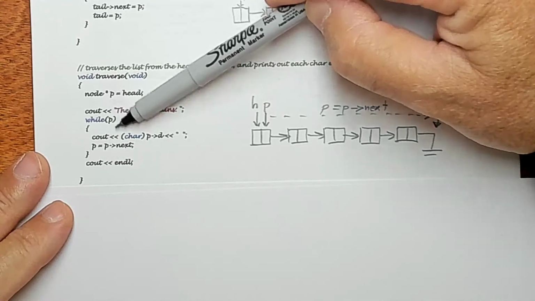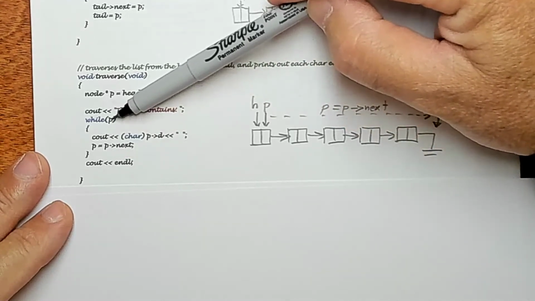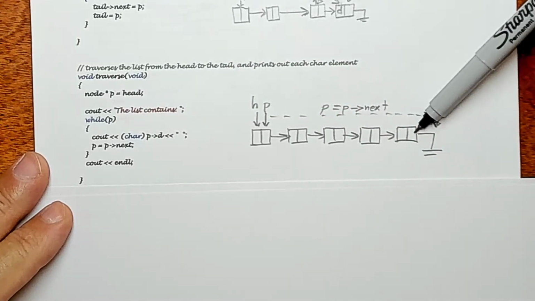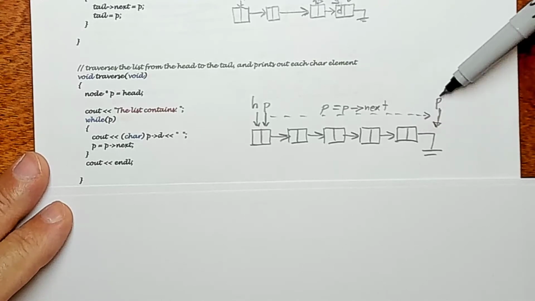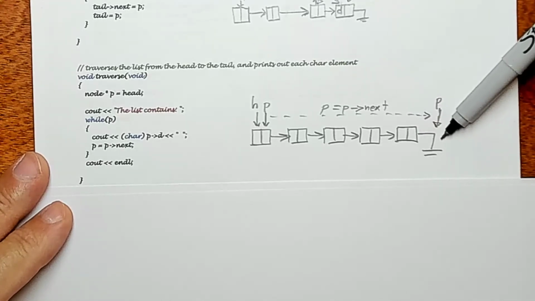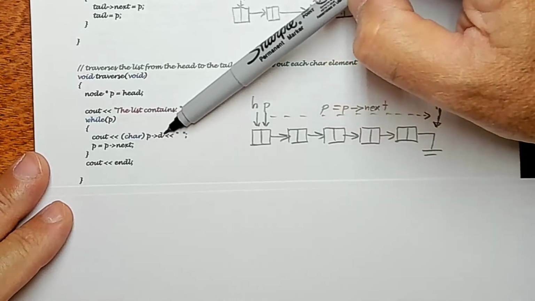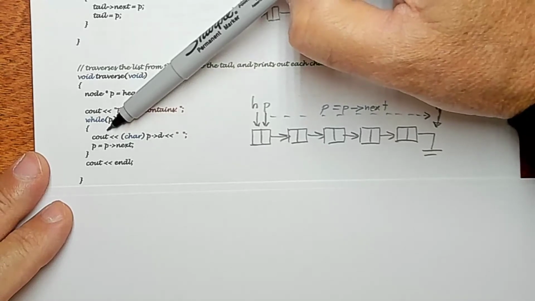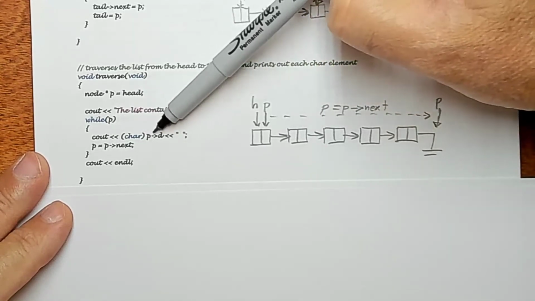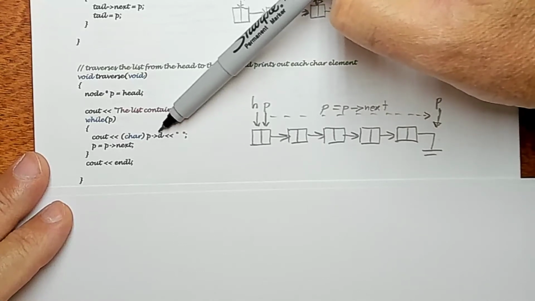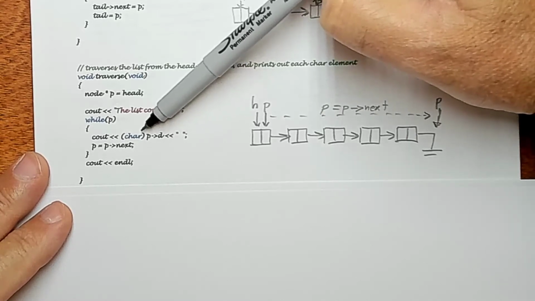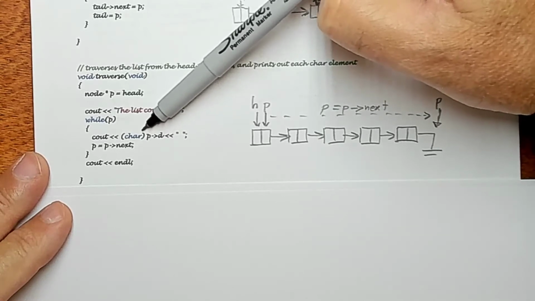Then I loop until P is 0, which would happen when P falls off the end here. When P receives the value that's in this last node, which is 0, it'll essentially point to nothing. Okay, and you print out the data that's in what P is pointing to. This is a typecast character here, because I'm using the cout command, which is trying to help you by interpreting the data a certain way. And I want to see a letter here. I want to see the letter A.